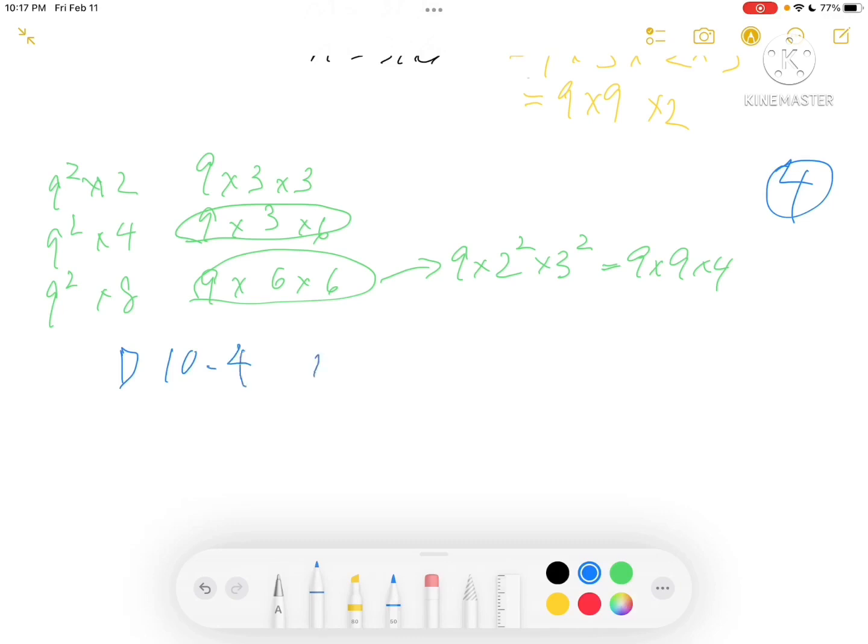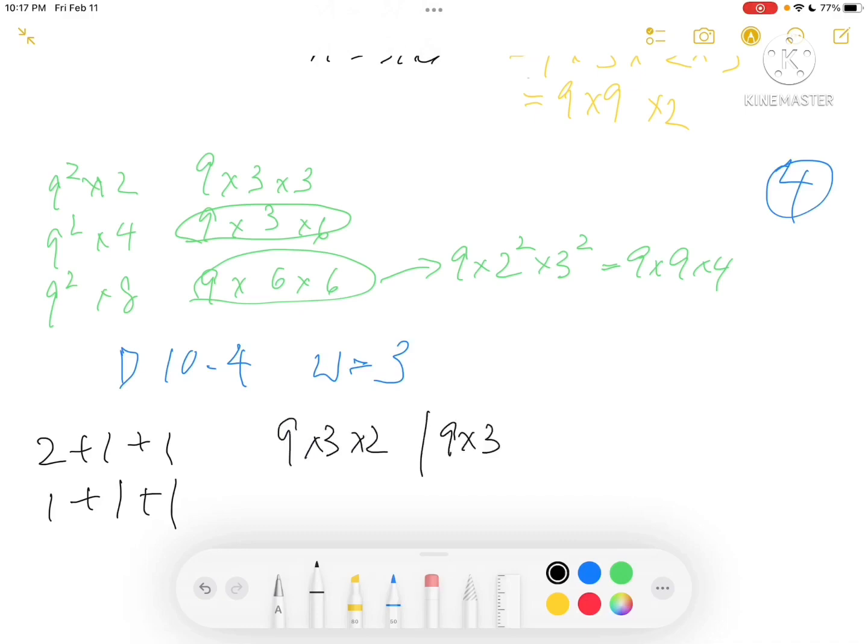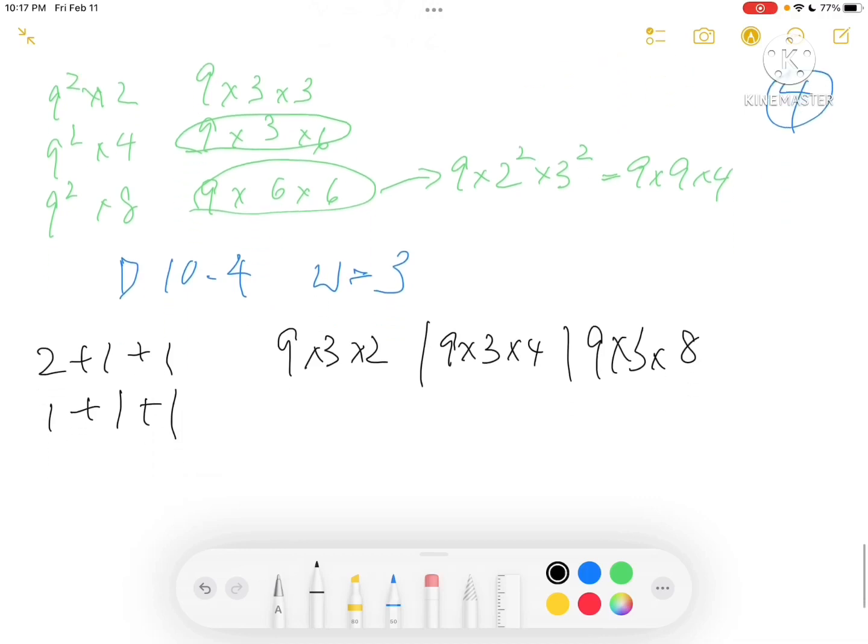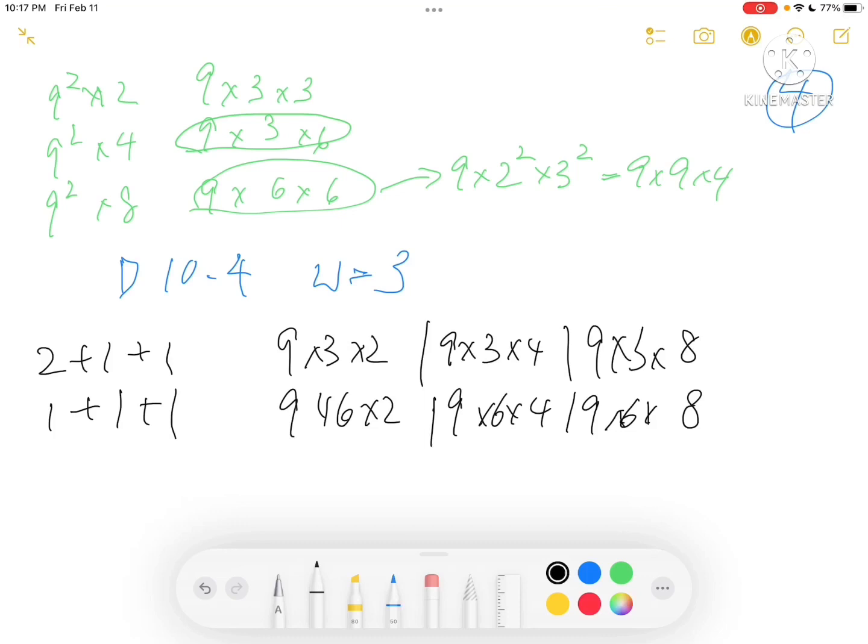Now we have case 10.4 when w is equal to 3. So we can have one of them being equal to 9, and one of them equal to 3 or 6, and the last one being equal to 2, 4, or 8. So essentially 2 plus 1 plus 1. Or we can also have 1 plus 1 plus 1. So in the first situation, we can have 9 times 3 times 2, 9 times 3 times 4, 9 times 3 times 8. Or we can replace it with 6: 9 times 6 times 2, 9 times 6 times 4, 9 times 6 times 8.